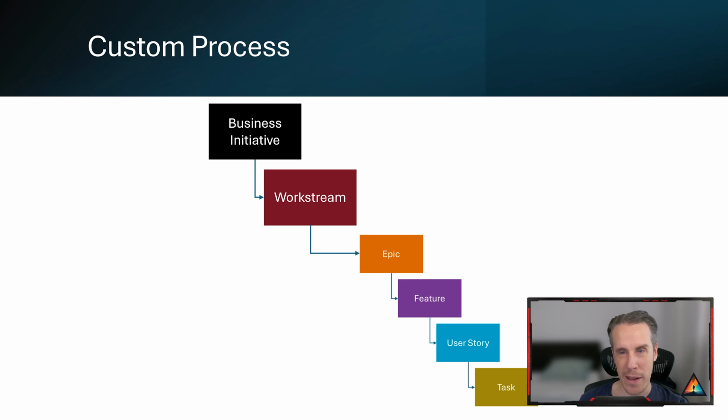What we would expect, if we wanted to align the approach of the existing Agile process with the customization of the business initiative and work stream on top of it, is that it would come to look something like this. So the best thing to do now that we've got this is to develop it.